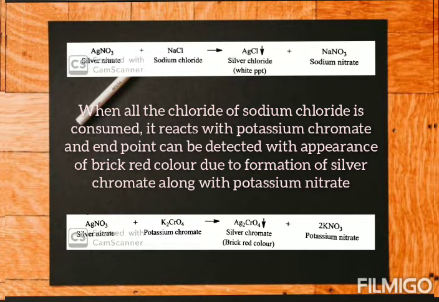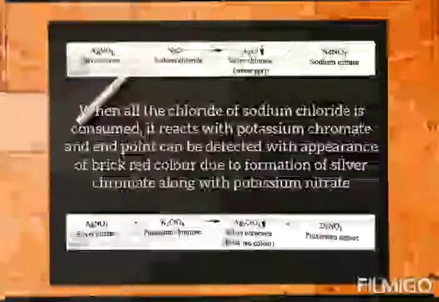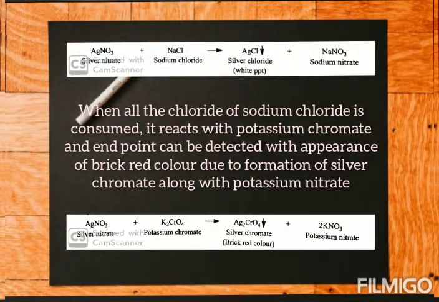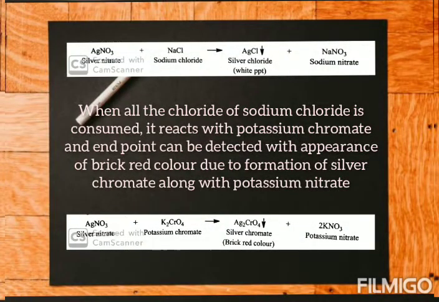When all the chlorides of sodium chloride are consumed, silver nitrate reacts with potassium chromate, and the end point can be detected with the appearance of brick red color due to the formation of silver chromate along with potassium nitrate.